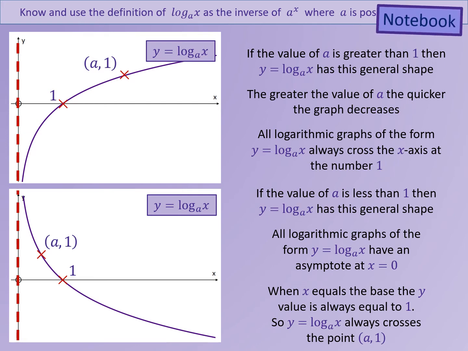And the final thing that we need to talk about is the fact that when x equals the base a, the value of y is always equal to 1. So our standard log curve will always pass through the point (a, 1). So for example, if you want to write an example of that down in your notebooks, log to base 5 of 5 will always equal 1. Log to base 7 of 7 will always equal 1. Log to base a quarter of a quarter will always equal 1. So the log curve will always pass through the coordinate (a, 1). And these are rules that we'll also look at on a future slide.